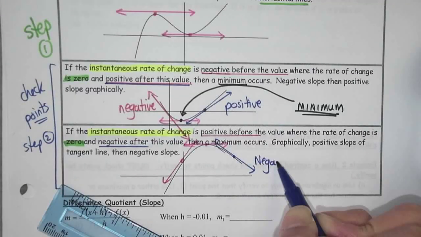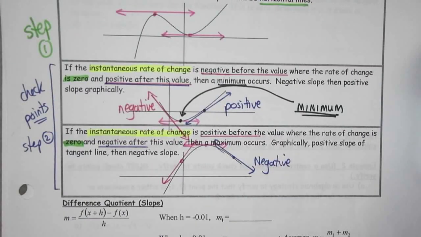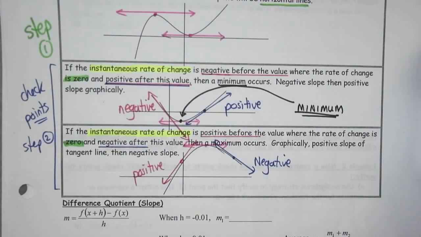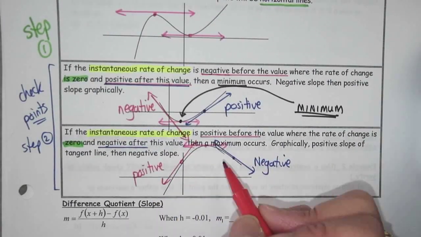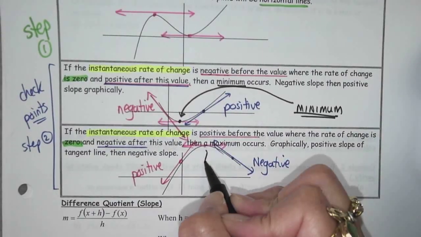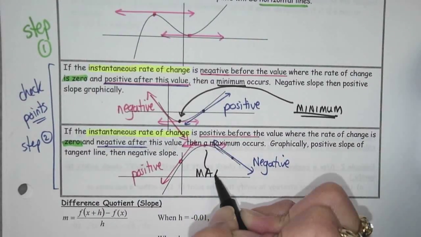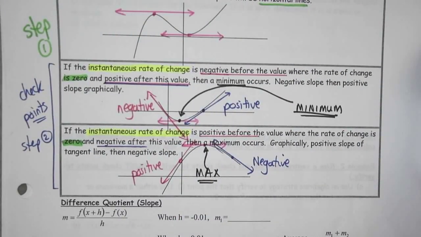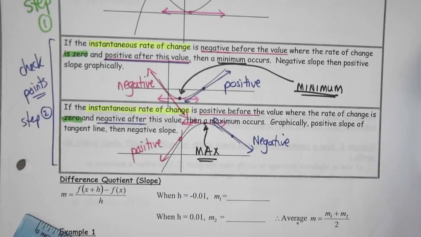So this is negative, and this side here is positive. And logically then, if it goes up slope, horizontal slope, down slope, this point here must be a max. Does that make sense? So up, max, negative. Up, max, down. So that's our check that we're going to do.